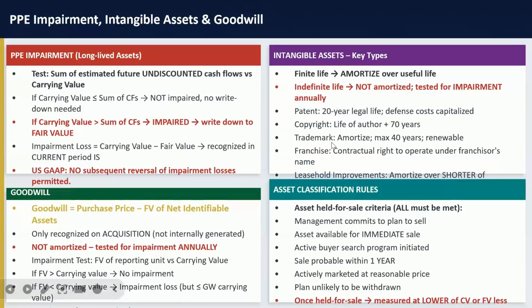Then trademark. Trademark also we can amortize because it has a maximum of 40 years of life. After that, you can renew it by paying fees. Then franchises. Franchises means contractual right to operate under the franchisor's name. Suppose I want to start a Starbucks branch in my place. Then I have to get the franchise from them. So I have to get permission from the Starbucks main branch that I'm starting one of their outlets in some other place. So that is called the franchise.